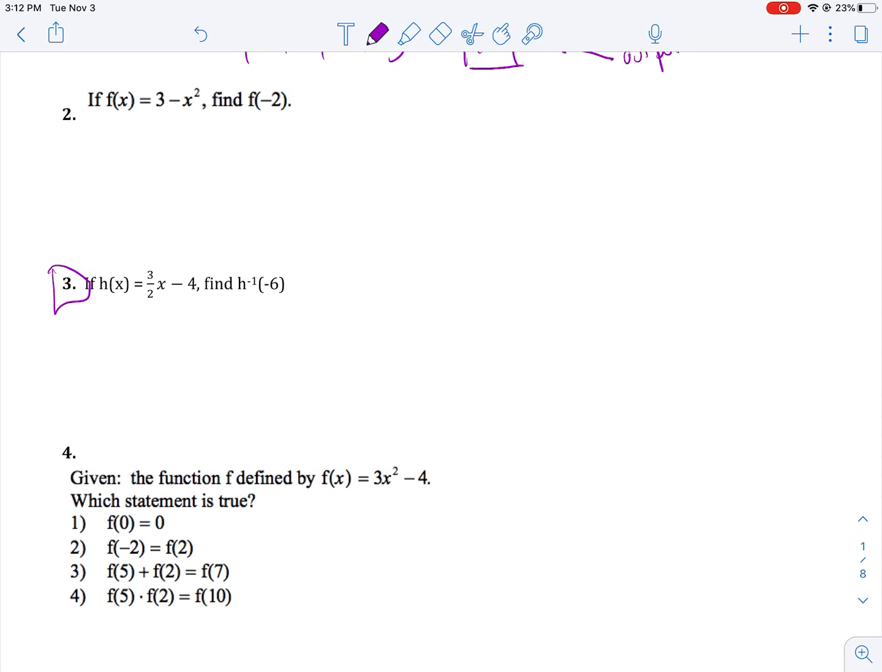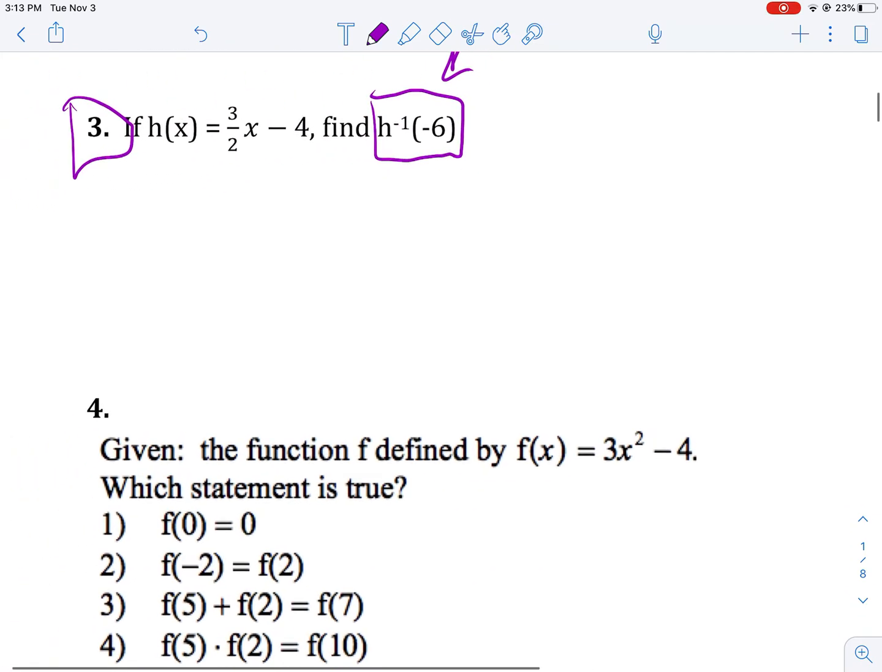Okay, take a look at number 3. If h of x is equal to 3 halves x minus 4, find the inverse. Find h inverse when our input is negative 6. So this is the inverse function, and that's our input. We got a couple steps here. First we're going to have to find what the inverse of this function is, and then secondly, we're going to have to plug in that negative 6 to find out what h inverse of negative 6 is equal to.